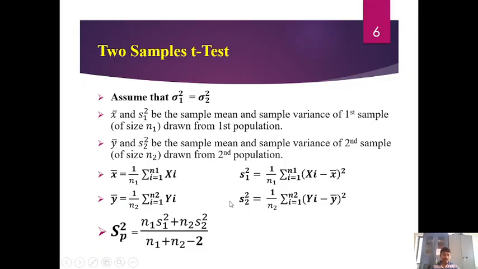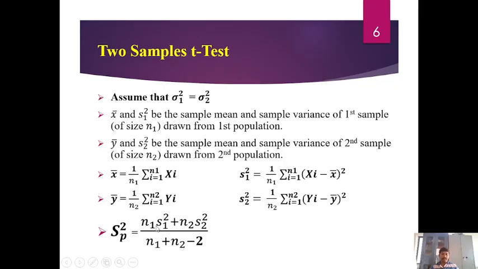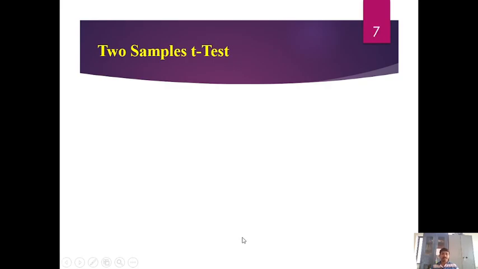Now the important step is we have to calculate the pooled variance sp square by using this formula: n1 s1 square plus n2 s2 square divided by n1 plus n2 minus 2.